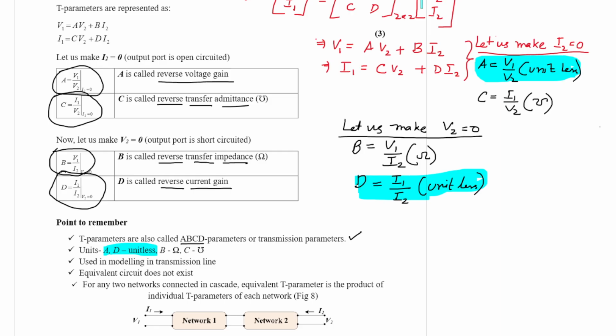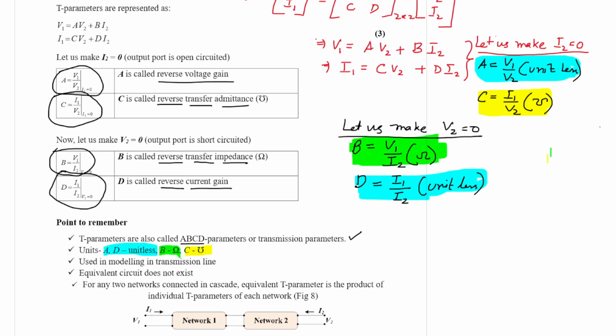On the other hand, B has a unit of ohm because it represents voltage by current. Lastly, we have C with a unit of mho because it represents the ratio of current by voltage.